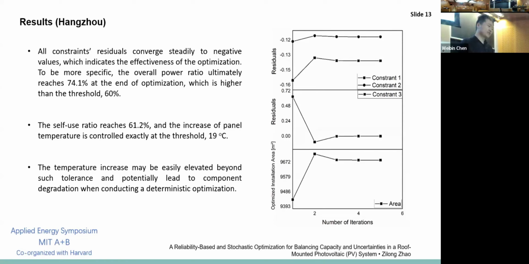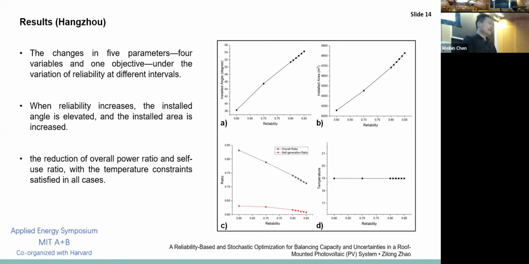So the self-use ratio is 61.2%, and the increase of panel temperature is controlled exactly at a threshold, in this case 90 degrees Celsius. The temperature increase may easily be elevated beyond such tolerance and potentially lead to component degradation when conducting a deterministic optimization. If you compare the local results and the global results, the global results refer to the reliability level varying from 60 to 85%, and the local is like 80 to 85%. They are similar and following a similar trend.